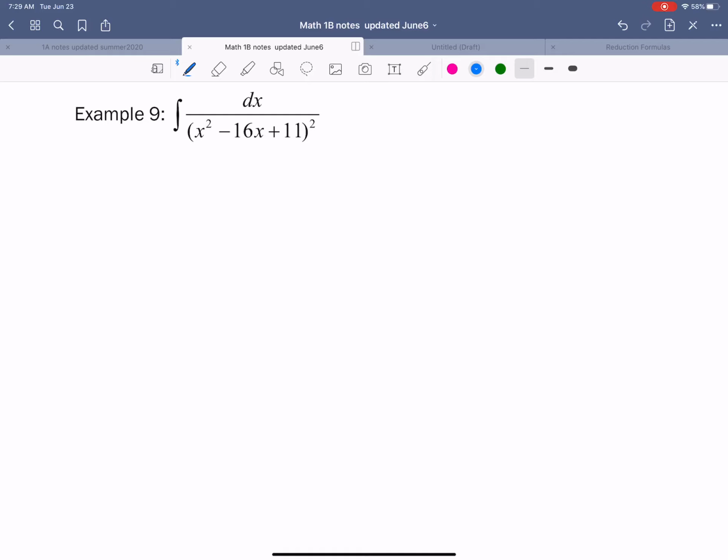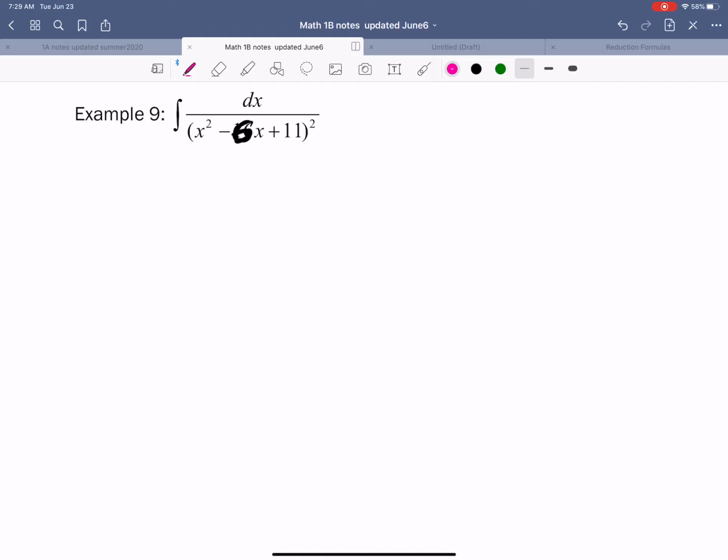dx over x squared minus 16x plus 11. It's actually not 16x. This is a typo. Change it to 6x. Okay, so this is a 6x. This is not a 16x. So x squared minus 6x plus 11, all squared.